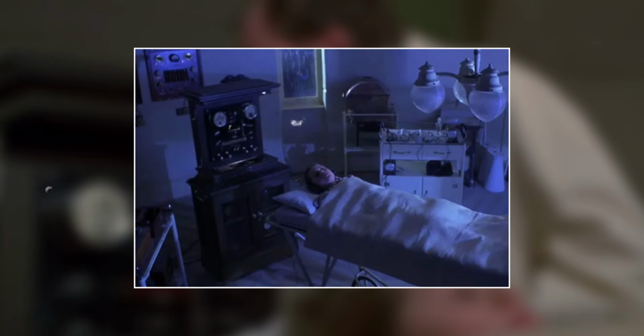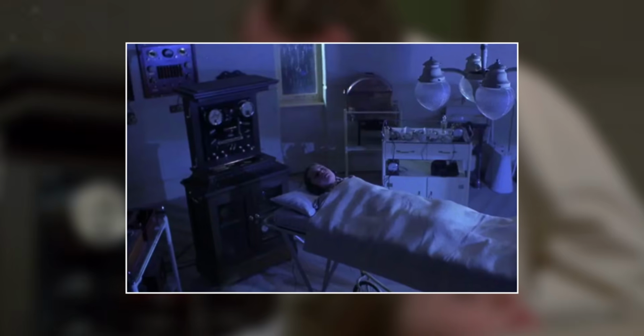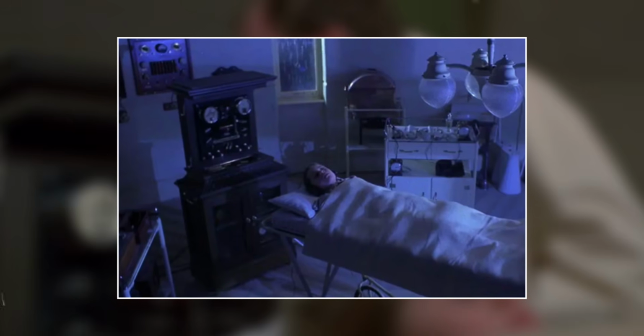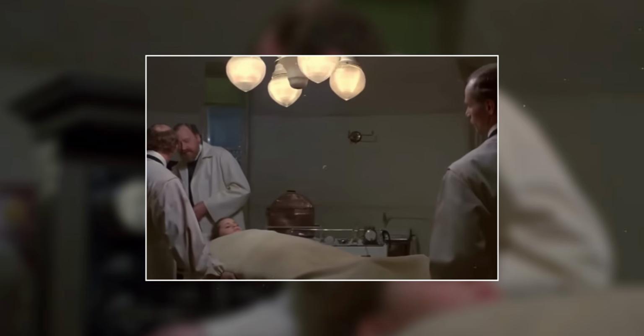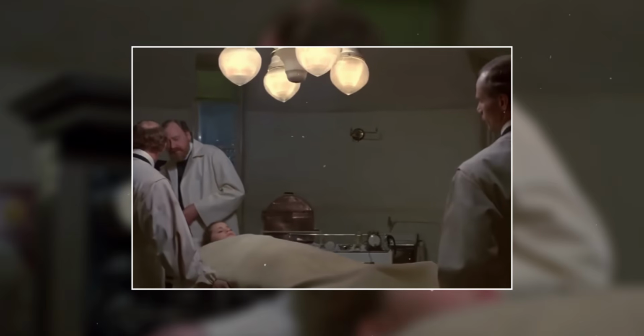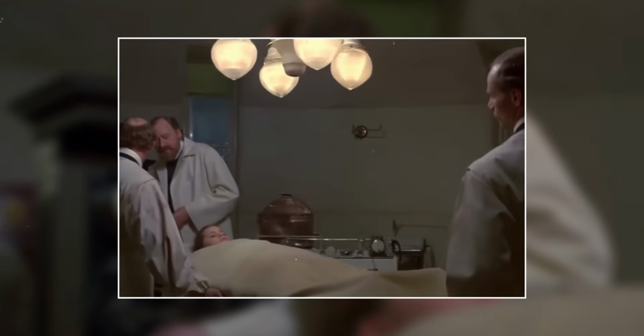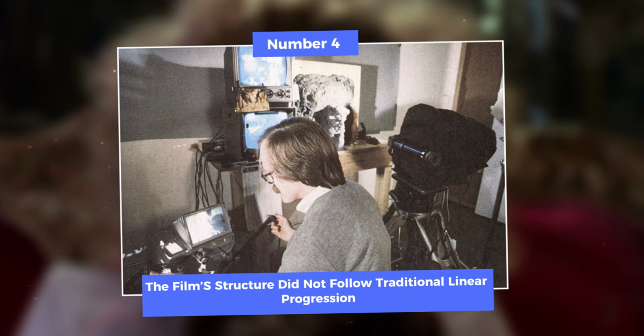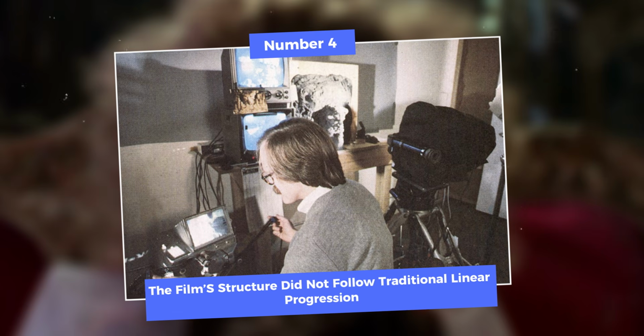This combination also affected the story structure, as events did not occur in a sequence similar to any book in the original work. Details from the 2 books were adjusted to fit the runtime and storytelling style of a feature film. Number 4. The film structure did not follow traditional linear progression.